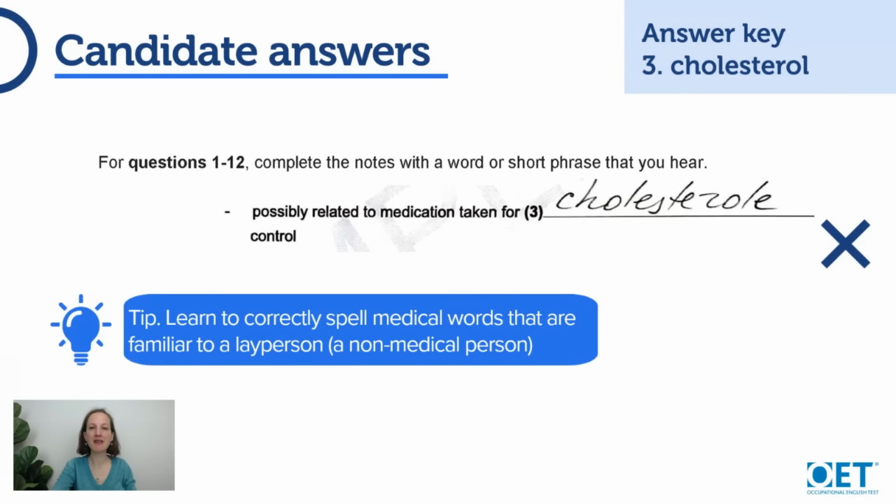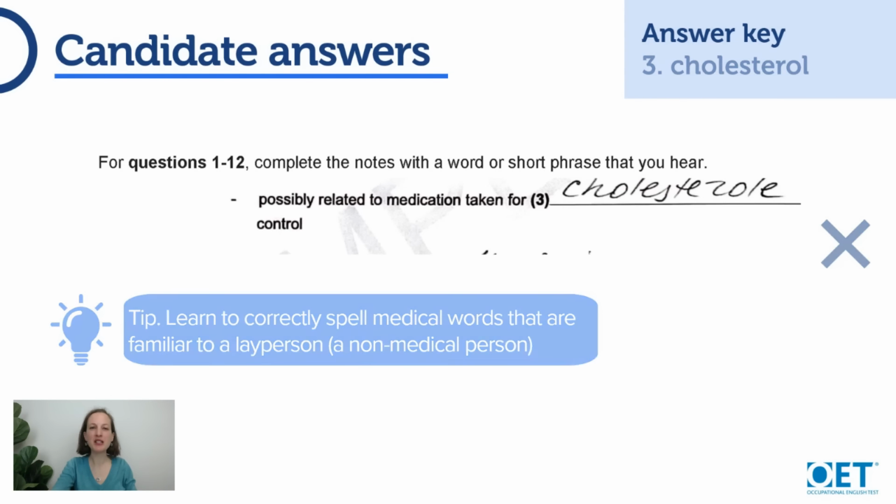Think about healthcare-related adverts, brochures, or magazines available to the non-medical public. What medical words would a layperson, a non-medical person, know? Other examples that accurate spelling would be expected for are high blood pressure, temperature, diabetes, carbohydrates, protein.